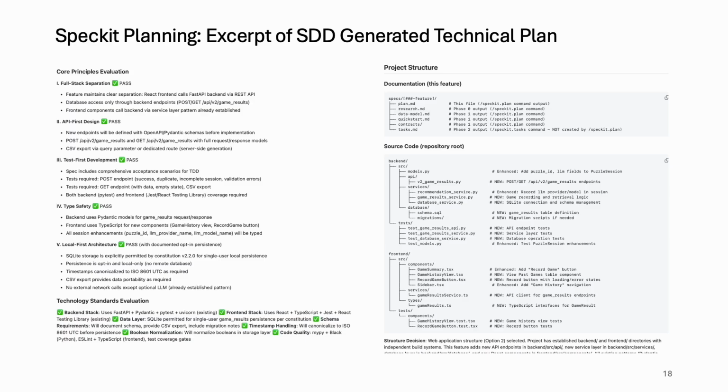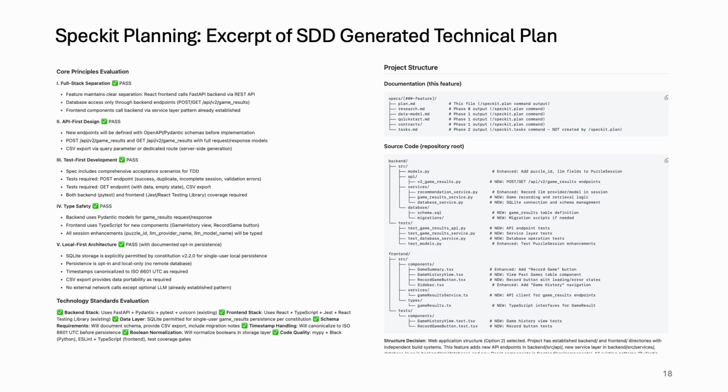This slide shows an excerpt of the technical plan derived directly from the detailed specification. What you're seeing here is only a subset of the full plan. The complete technical plan is much larger, but this excerpt shows how requirements get translated into concrete engineering decisions.